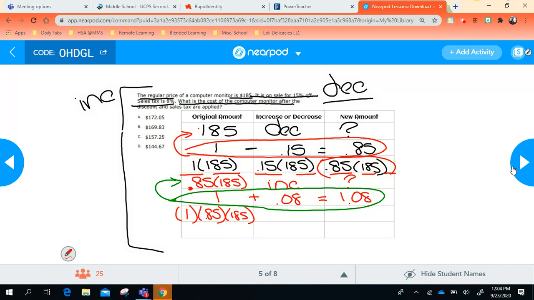Okay, so for the next one, what numbers am I multiplying together? Okay, hold on. What amount are we multiplying together? So 0.08 times 0.85 times 185. You're giving me the money amount. I got you. And then for our last one, we do what? The same thing, but with which one? 1.08.